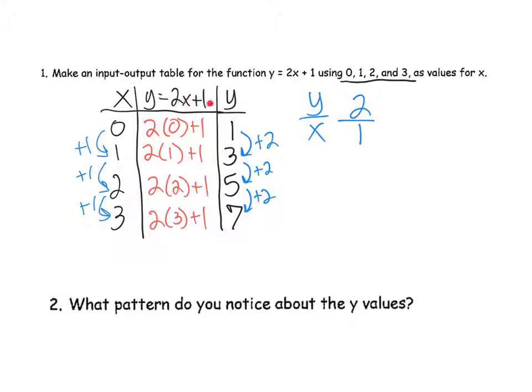What's my y-intercept of 2x plus 1? It's 1. This 1. 0, comma 1. It's my initial value, my y-intercept. Great. And number 2 is easy, you already answered it. What pattern do you notice about the y values? How are the y values? What's the pattern? What pattern do you notice about the y values? We're adding 2.